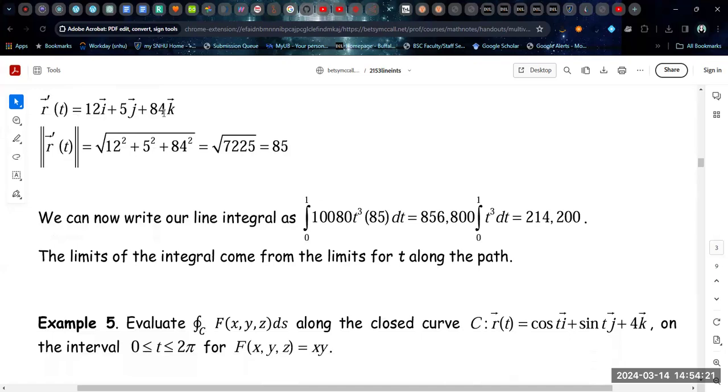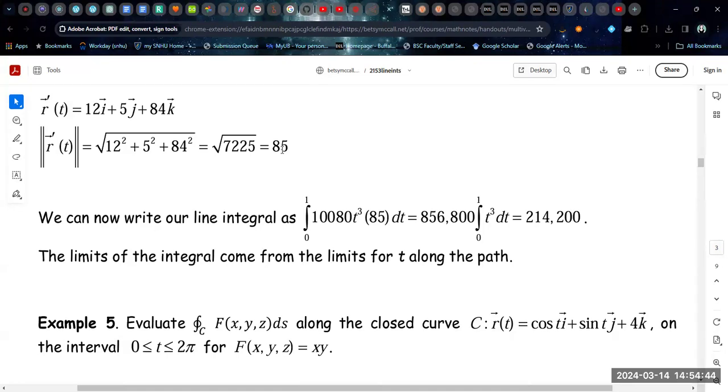So the derivative of our function: the derivative of 12t is 12, the derivative of 5t is 5, the derivative of 84t is 84, and then we take the square root of each of our components squared. In this case, we get a nice whole number. The square root of 7225 turns out to be 85.